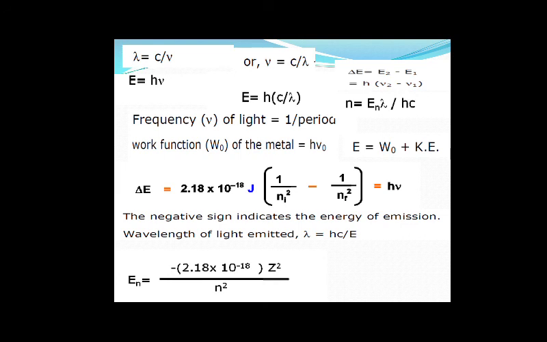Lambda is equal to hc upon E, or you can say E is equal to hc upon lambda. This formula we have already written on the top. E is equal to hc upon lambda. And the next, last formula written on the screen, that is En is equal to minus 2.18 into 10 to the power minus 18 Z square by n square joule per atom. This is the energy of the nth orbit of Bohr's model of an atom. I hope you remember that, the energy of the nth orbit.